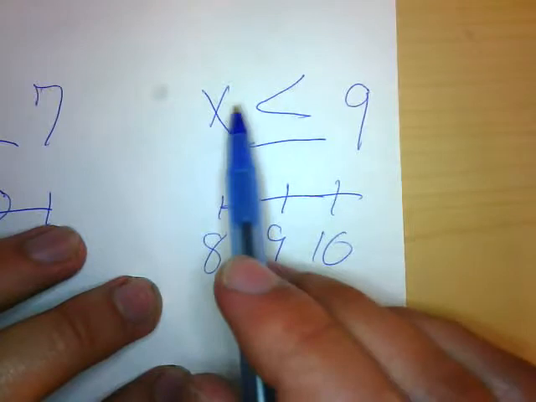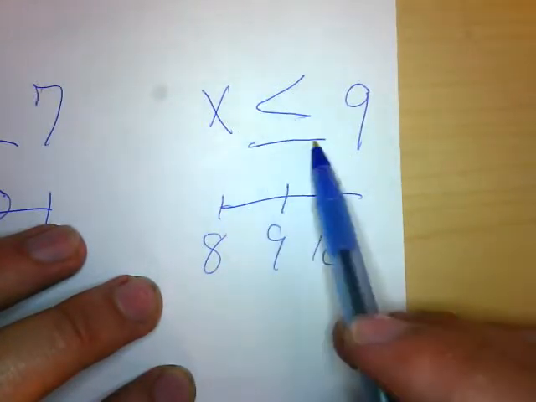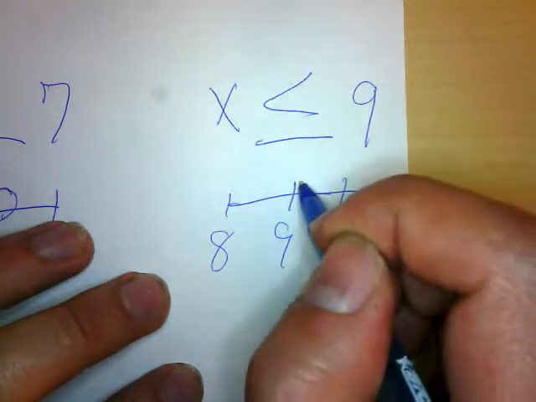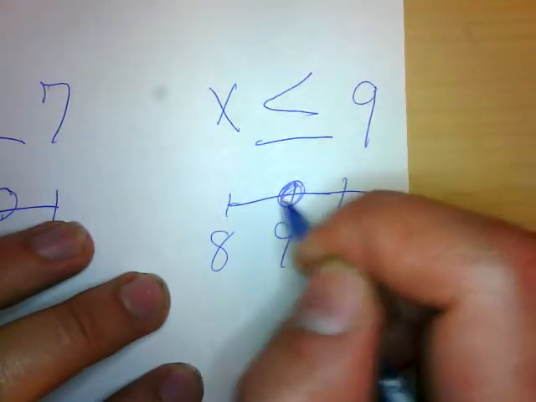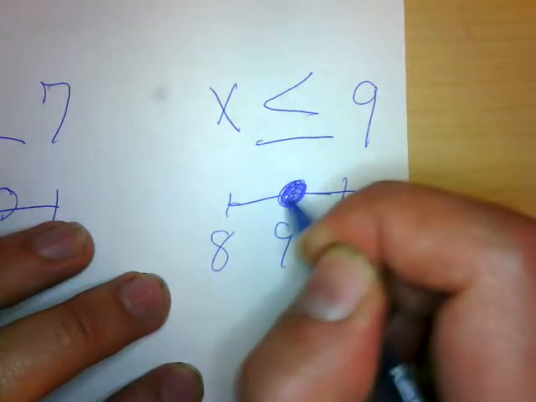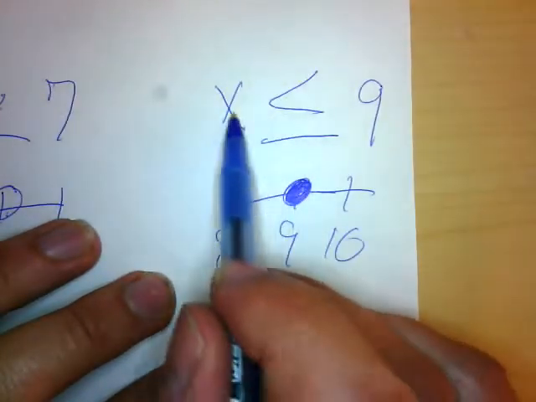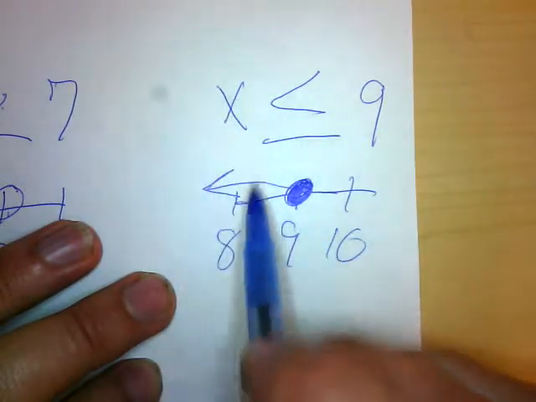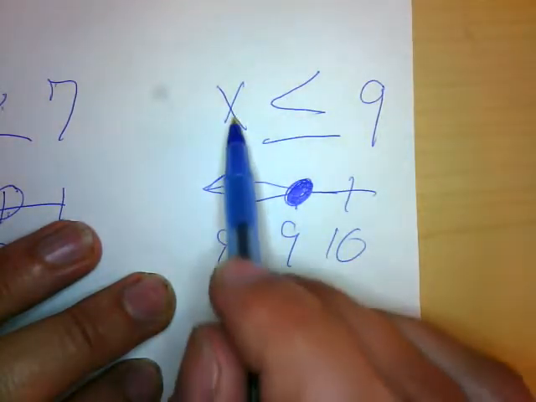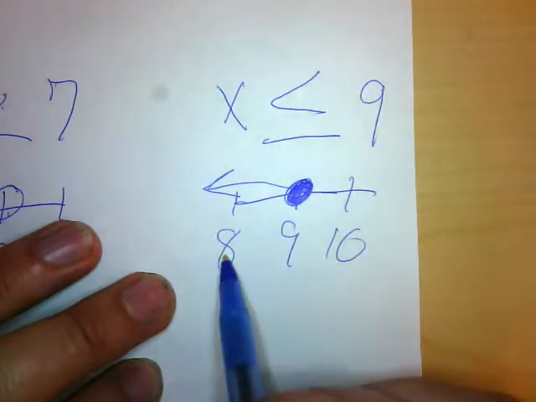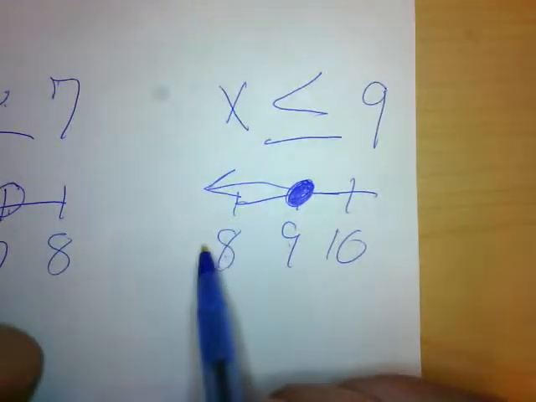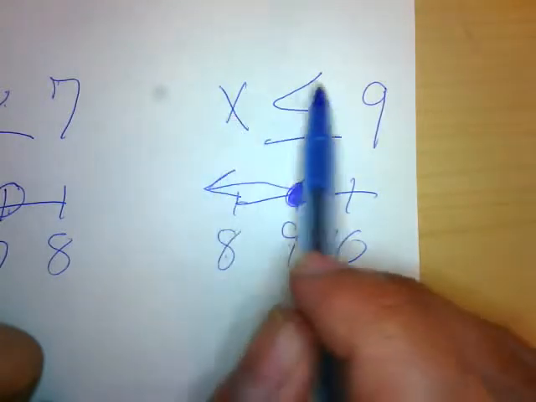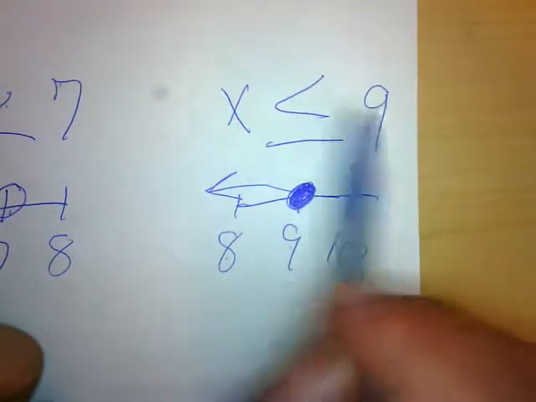Next, x is less than or equal to 9. Less than or equal to means a closed circle on the number 9. And the arrow for less than is going to go to the left. So the numbers we could substitute in for x could be 9, 8, 7, 6, 5, 4, 3, 2, 1. Any number less than or equal to 9.